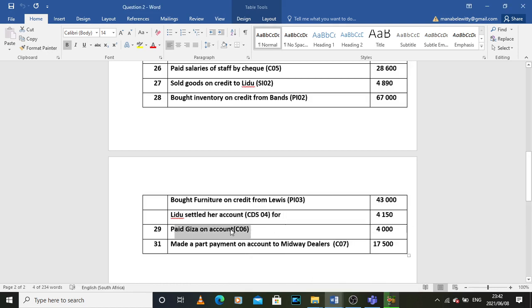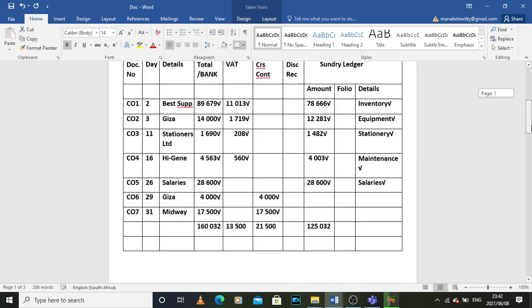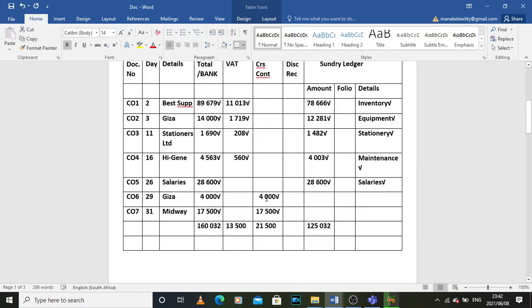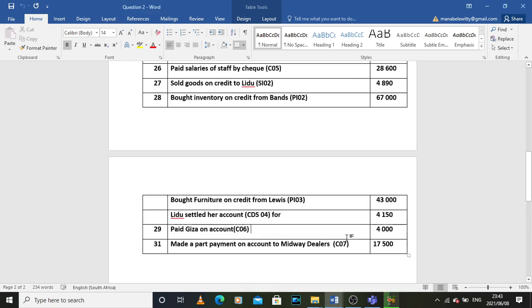Paid Giza on account 4,000. You're going to pay Giza 4,000. Don't calculate VAT, because you calculated VAT the time you were buying something from Giza on credit. Now you're paying Giza. So you go to your cash payment journal, you look for transaction number 29, you pay Giza. It's your 4,000 under your creditors control. Write your 4,000. You don't account for VAT, because we did account for VAT the time we were buying on credit.